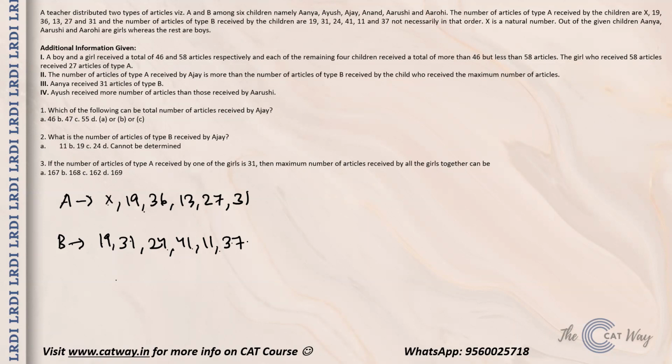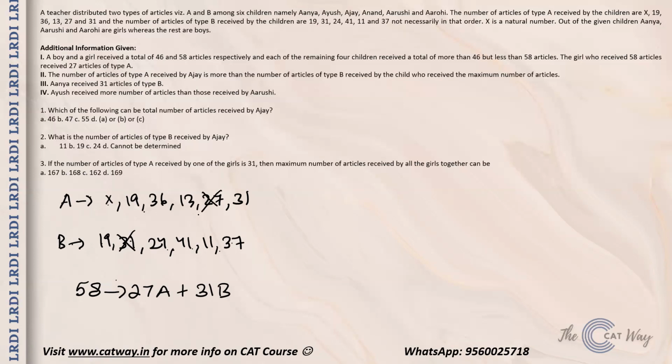Now, additional information has been given that a boy and a girl received a total of 46 and 58 articles respectively. And each of the remaining four children received a total of more than 46 but less than 58 articles. The girl who received 58 articles received 27 articles of type A. So she got 31 articles of type B. So 31 articles of type B and 27 of type A are out of scope for us.